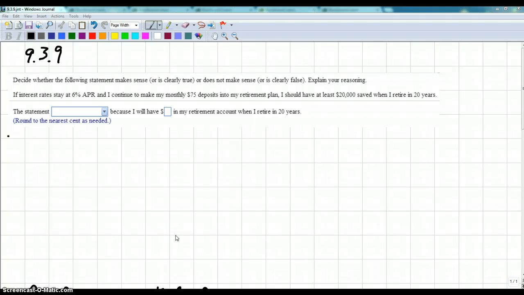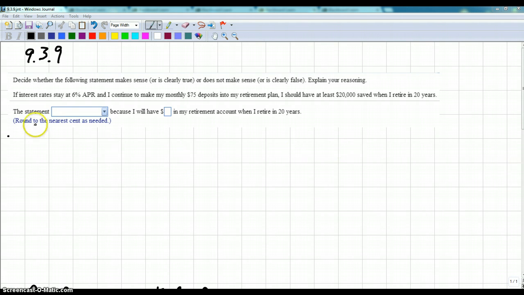This is problem 9.3.9. Decide whether the following statement makes sense or is clearly true, or does not make sense or is clearly false. Explain your reasoning. If interest rates stay at 6% APR and I continue to make my monthly $75 deposits into my retirement plan, I should have at least $20,000 saved when I retire in 20 years.